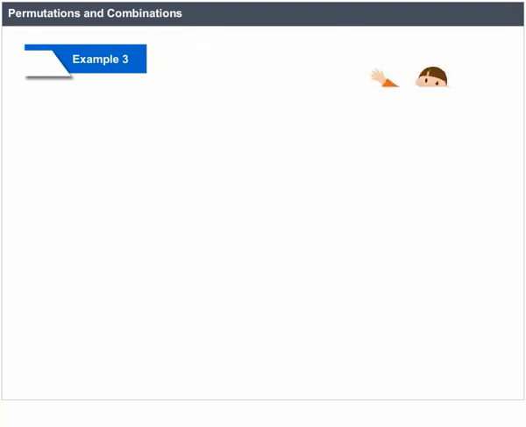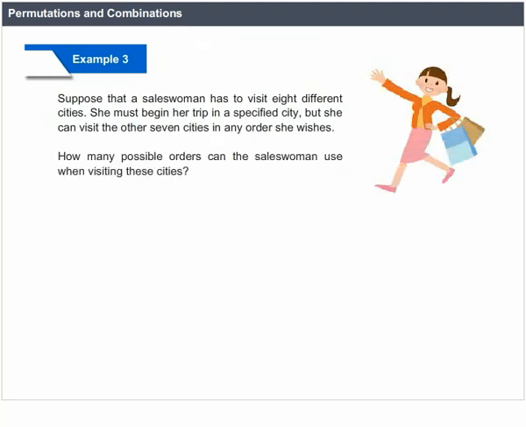Suppose that a saleswoman has to visit 8 different cities. She must begin a trip in a specified city, but she can visit the other 7 cities in any order she wishes. How many possible orders can the saleswoman use when visiting these cities?